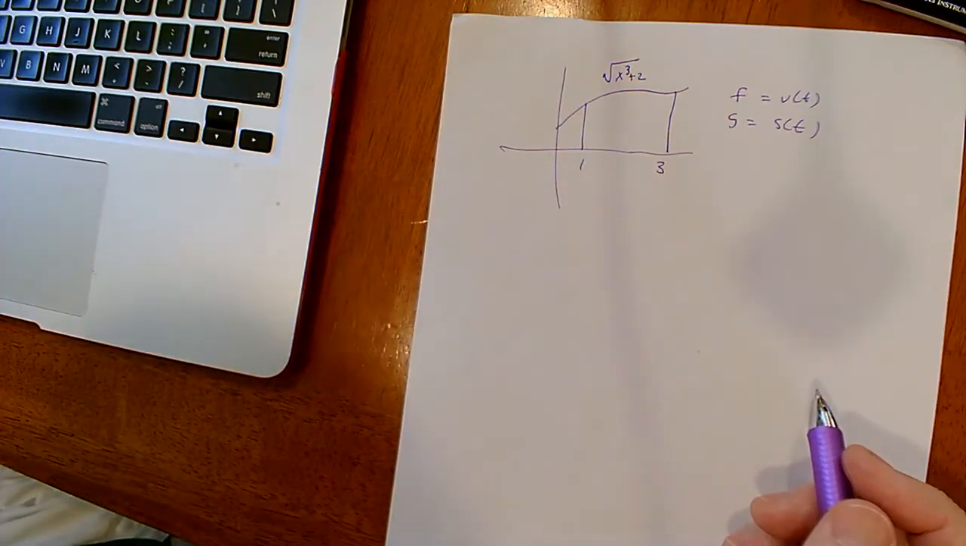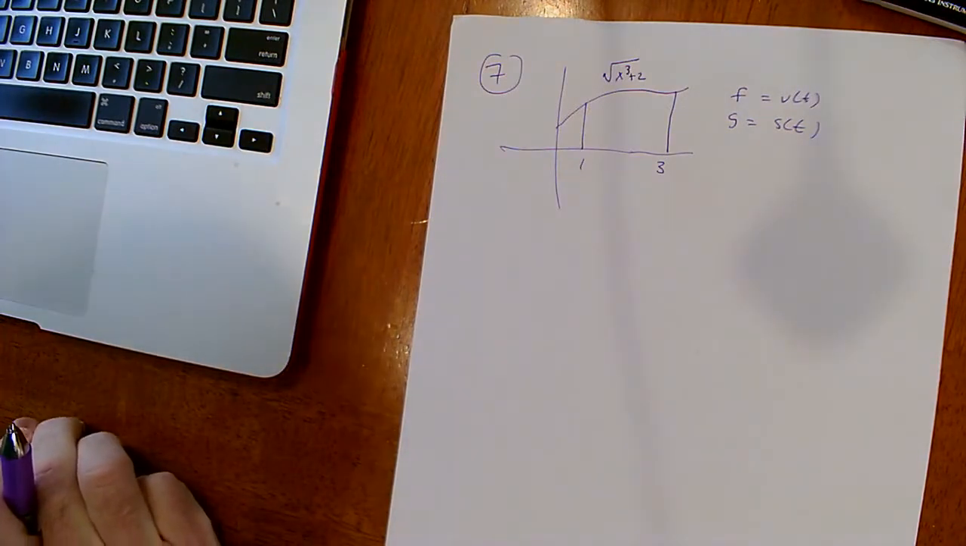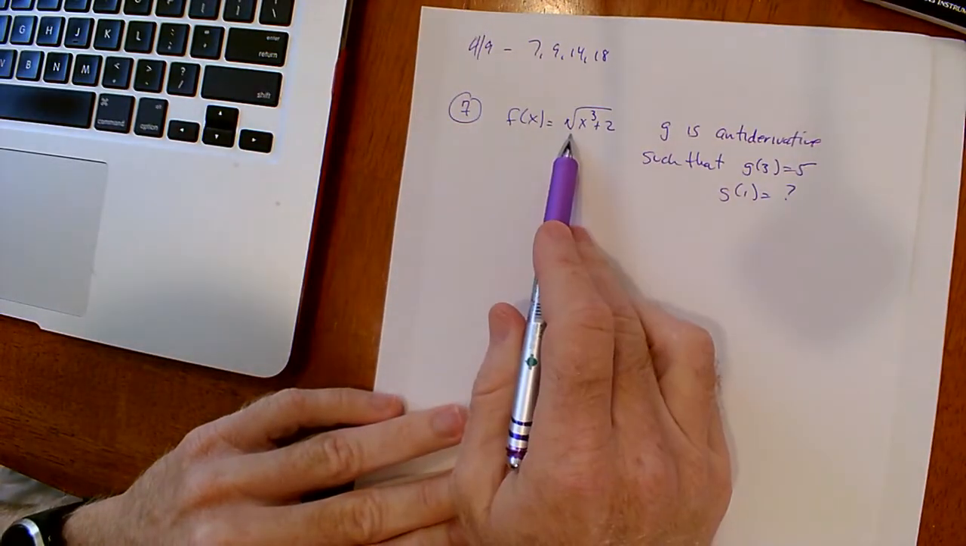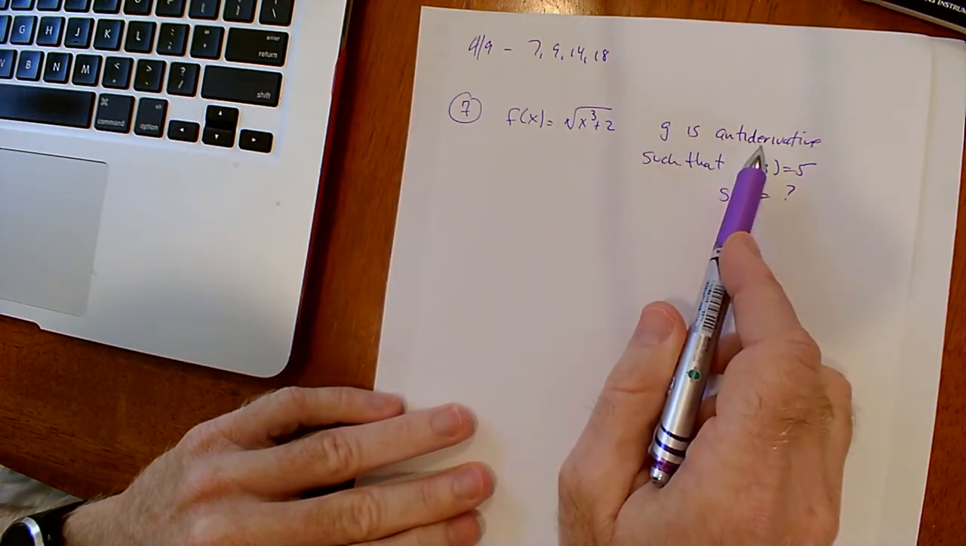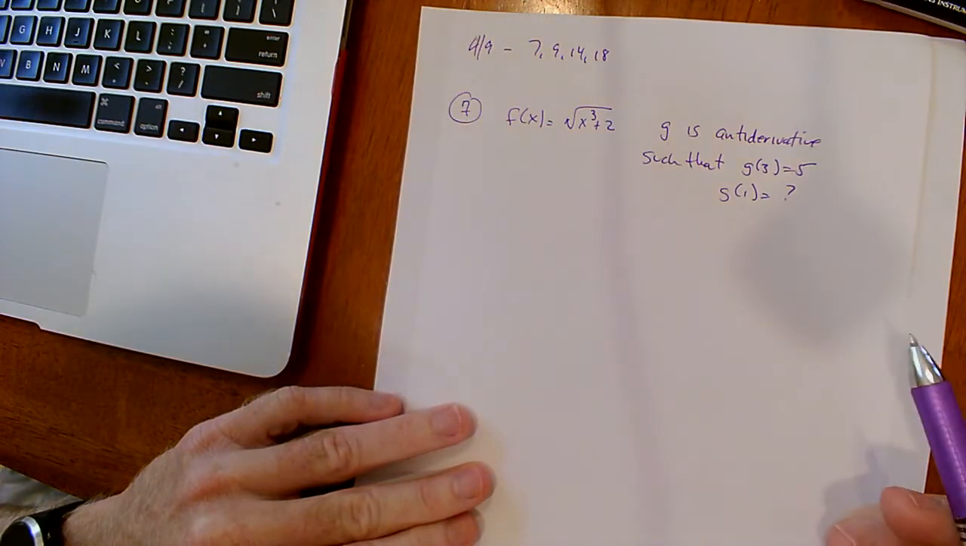Okay, this is problem number 7 on April 9th's homework. There are two different ways to do this. Here's the problem: we have this function f, x cubed plus 2, square root. G is its antiderivative. They tell us what g of 3 is, and we're supposed to find g of 1.